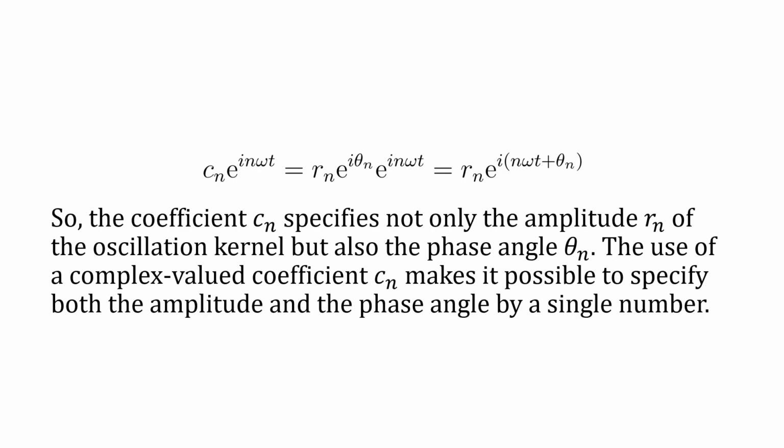So, the coefficient Cn specifies not only the amplitude Rn of the oscillation kernel but also the phase angle theta n. The use of a complex-valued coefficient Cn makes it possible to specify both the amplitude and the phase angle by a single number.